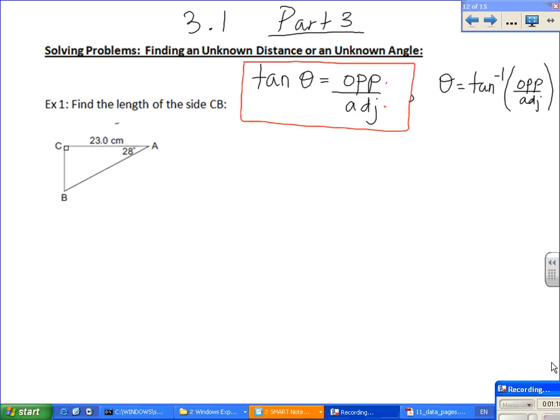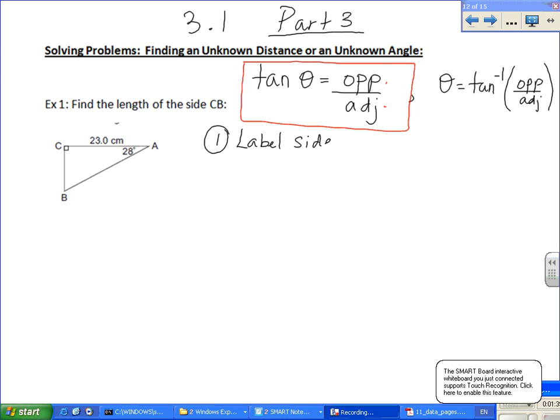It says find the length of the side CB. Whenever you have a trigonometry question involving a right triangle, the first thing you should do is label your triangle. Label all the sides of your triangle that you know. The first thing I see here is that I'm given one side length, 23.0 centimeters. The other thing I'm given is an angle, the angle A.